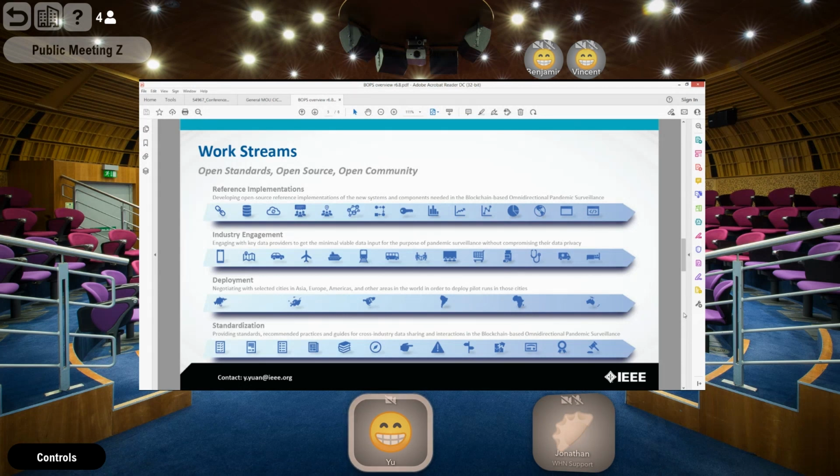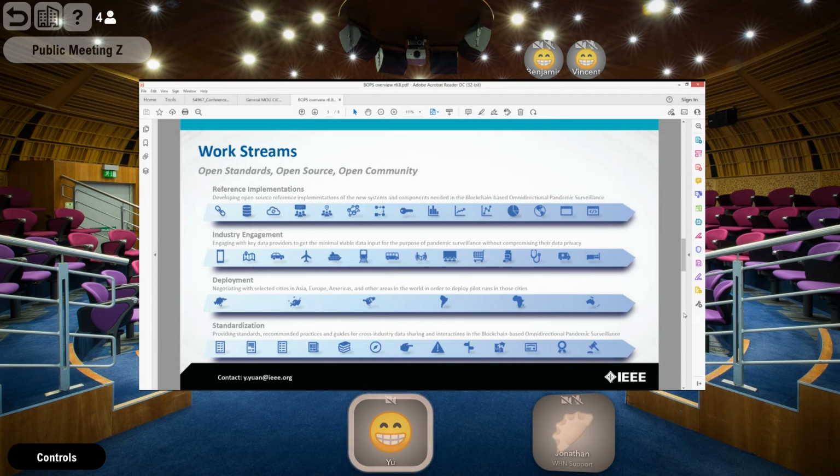The reference implementations will be open source, so that people can directly use that and even develop some commercial version based on our open source reference implementations. Because our mission or vision is to boost the deployment of this kind of concept or this kind of platform.